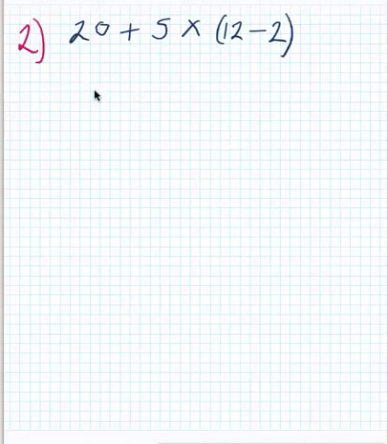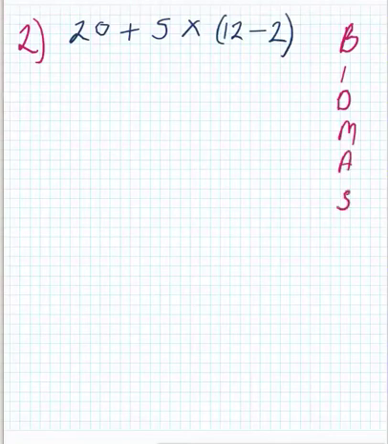So this is question 2 from the practice test. With this one, we know we have to think of BIDMAS, or you can call it BODMAS as well. We can see that B is for brackets, and we have brackets. There's also multiplication, just here, and that comes before addition and subtraction. So the first thing is, in our brackets, 12 take away 2, I know is 10.